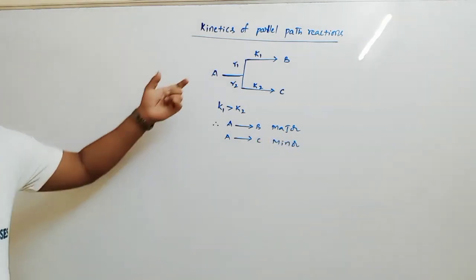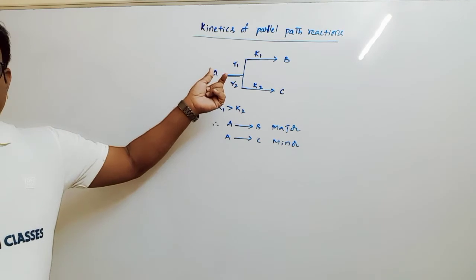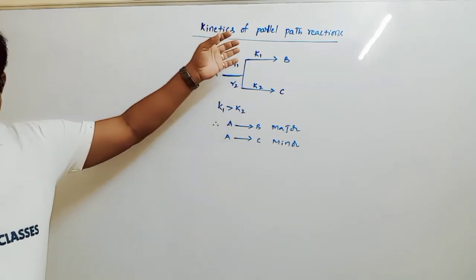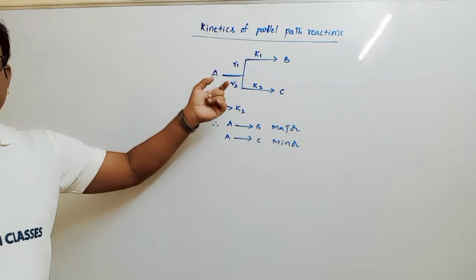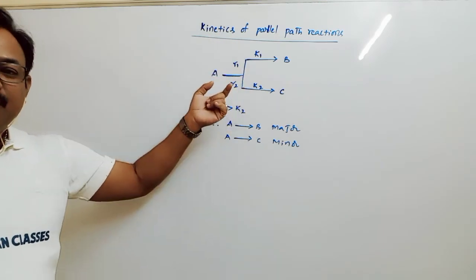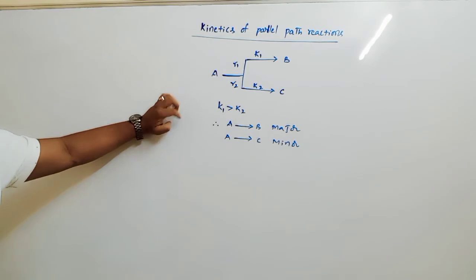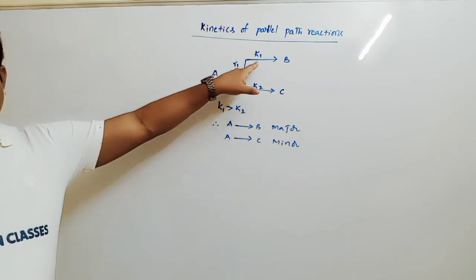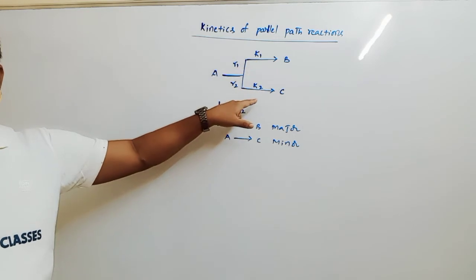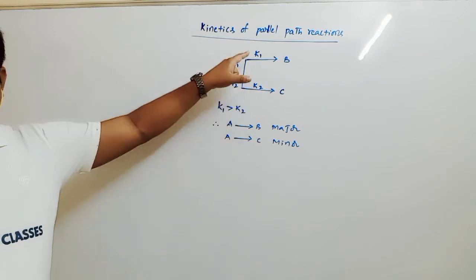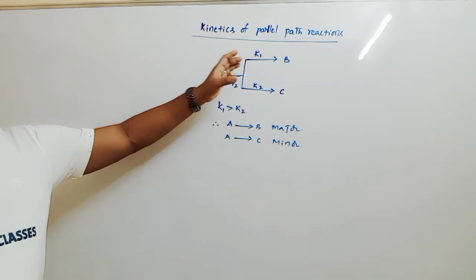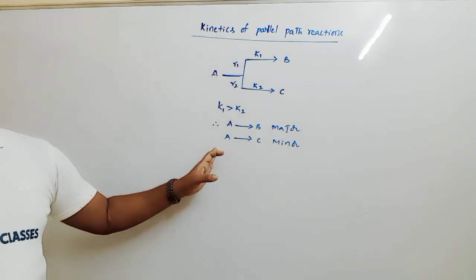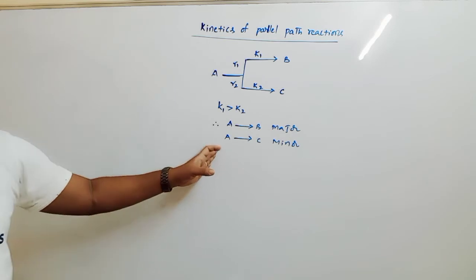So, like this, the same reactant gives two different products simultaneously, then it is called a parallel reaction. One is the major product, the other one is the minor product. Here A gives rise to B where the rate constant is K1, A gives rise to C where the rate constant is K2. K1 is greater than K2, that's why A to B is the major reaction and A to C is considered to be the minor reaction.